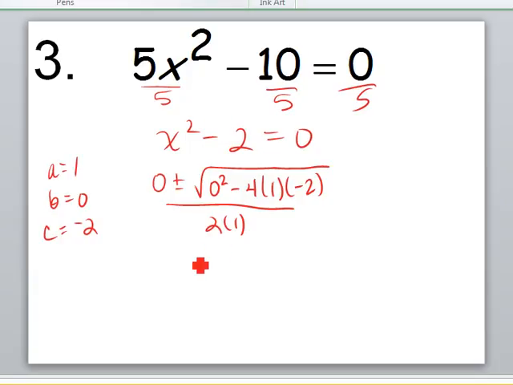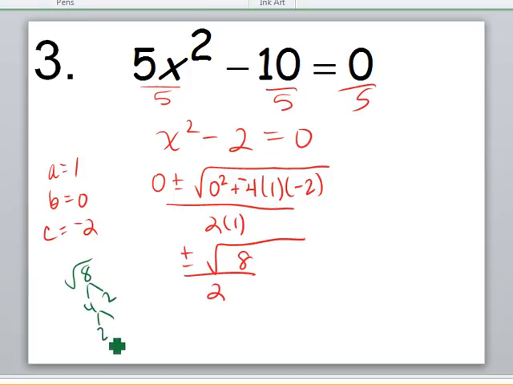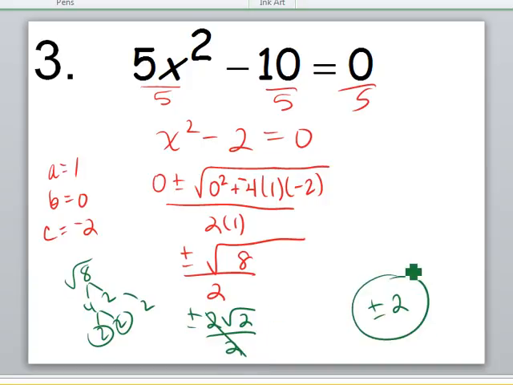So we really just have plus or minus the square root of, this would be plus the opposite, negative 4 times negative 2 is a positive 8, all over 2. Well, the square root of 8 can be broken down into 4 times 2, and then 2 times 2. So we end up getting 2 square root of 2 all over 2. The 2's will then cancel, and I can simply say it's plus or minus the square root of 2.